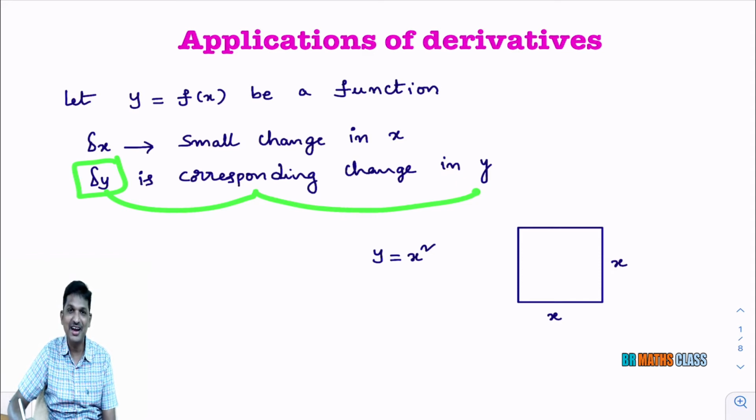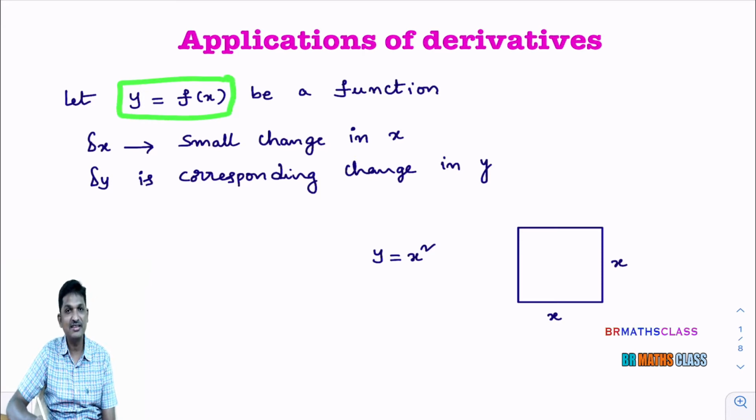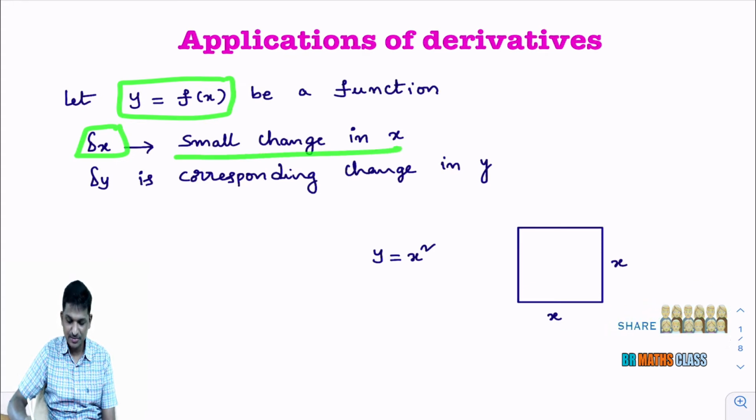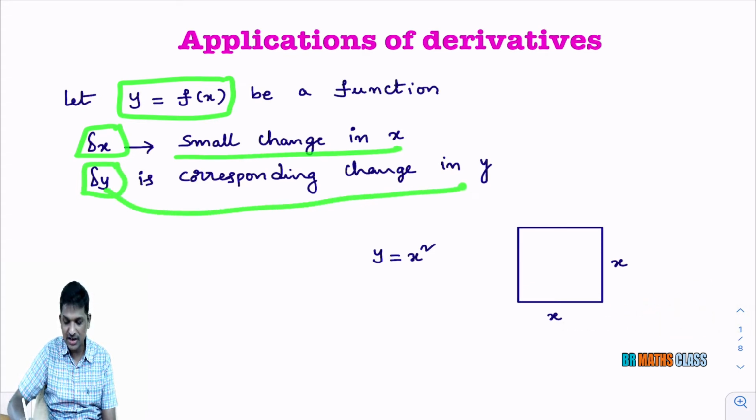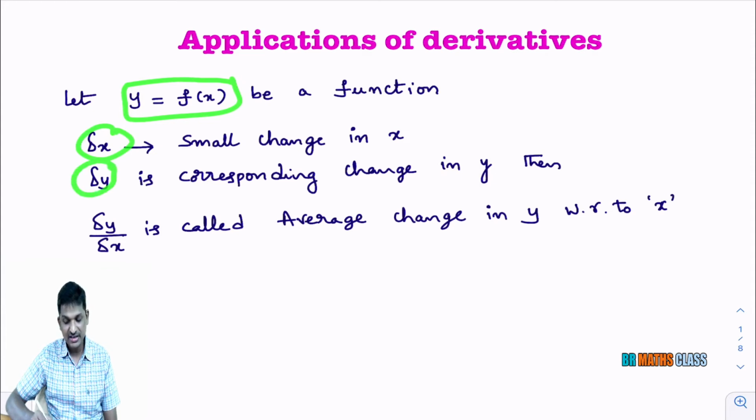I hope you are understanding. While measuring x, if any error occurs, because of that error an error occurs in y. That's why delta y is called the corresponding change in y. Do not confuse, I just said three things. First, I considered a function y equal to f of x. Next, delta x is a small change in x. Based on that, delta y is the corresponding change in y.